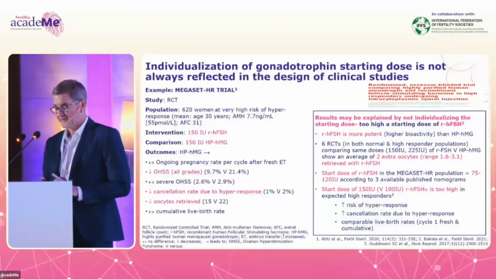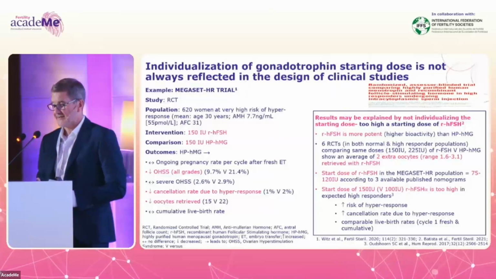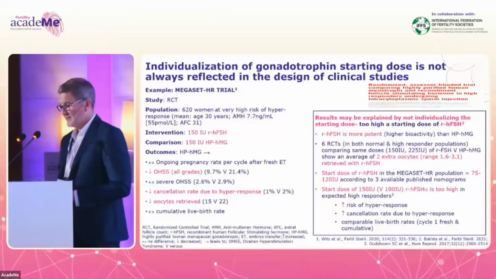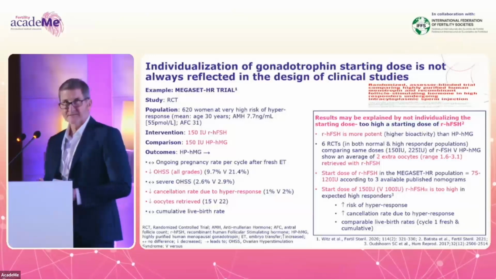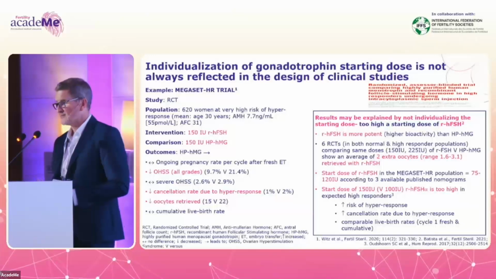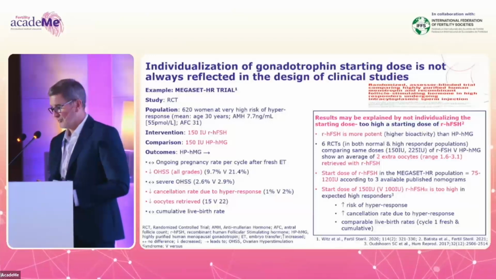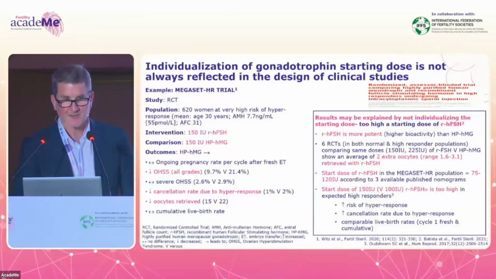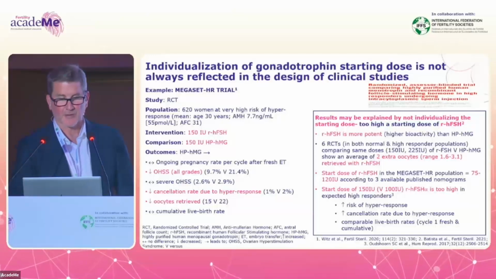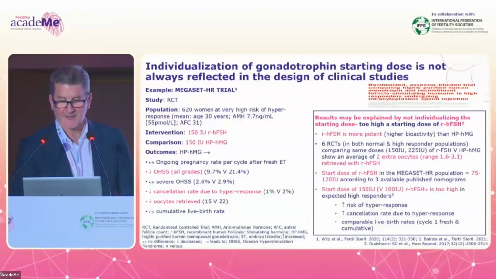There was no evidence of difference in severe OHSS. There was a reduction in cycle cancellation due to hyperresponse. There was a reduction in eggs collected, and there was no evidence of difference in cumulative live birth rate. But these results can be explained by not individualising the starting dose, because the starting dose was actually too high for the recombinant FSH, because it's been shown that recombinant FSH is actually more potent, has a higher bioactivity than highly purified HMG.